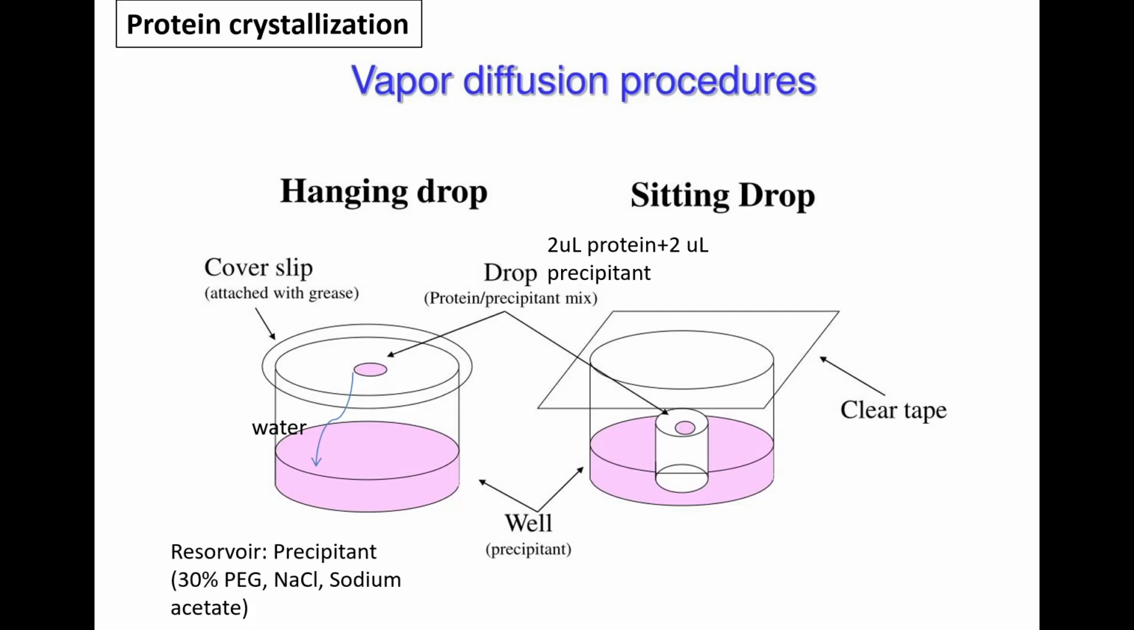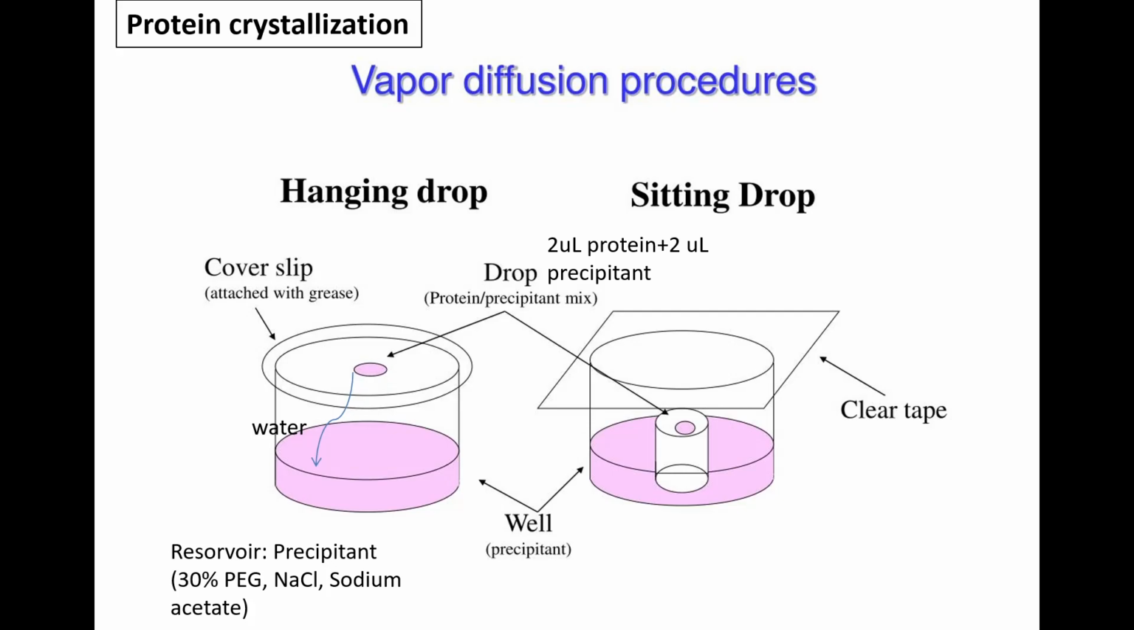Protein A will have a separate condition at which it will form a three-dimensional crystal, and protein B will have a separate precipitant, a separate condition in which it will form a crystal. So first, what we do is molecular dimension. There are different screening kits. We use those screening kits to see in which conditions my protein is giving three-dimensional crystals.